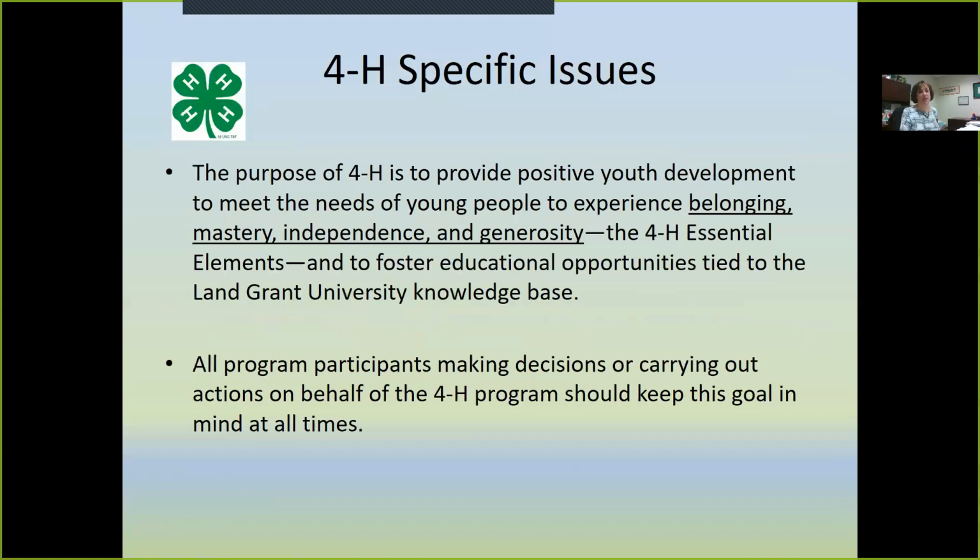So the purpose of some of our specific programs, the purpose of our 4-H, is to provide a positive youth development experience that helps our young people experience belonging, independence, mastery, and generosity. And it gives those educational ties to our university. So we need to keep that in mind whenever we're programming.